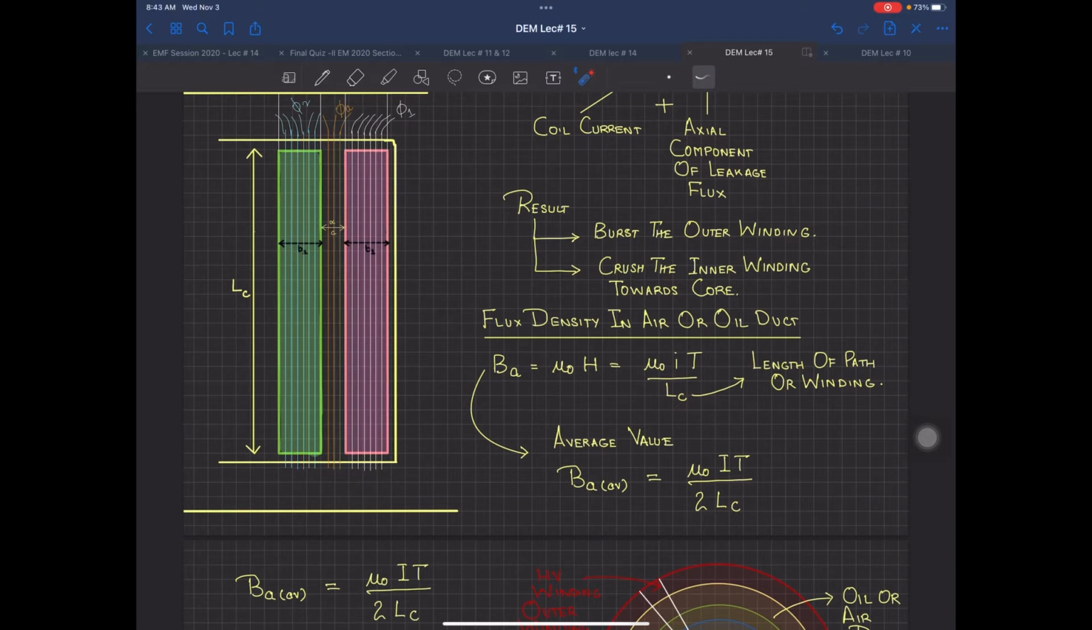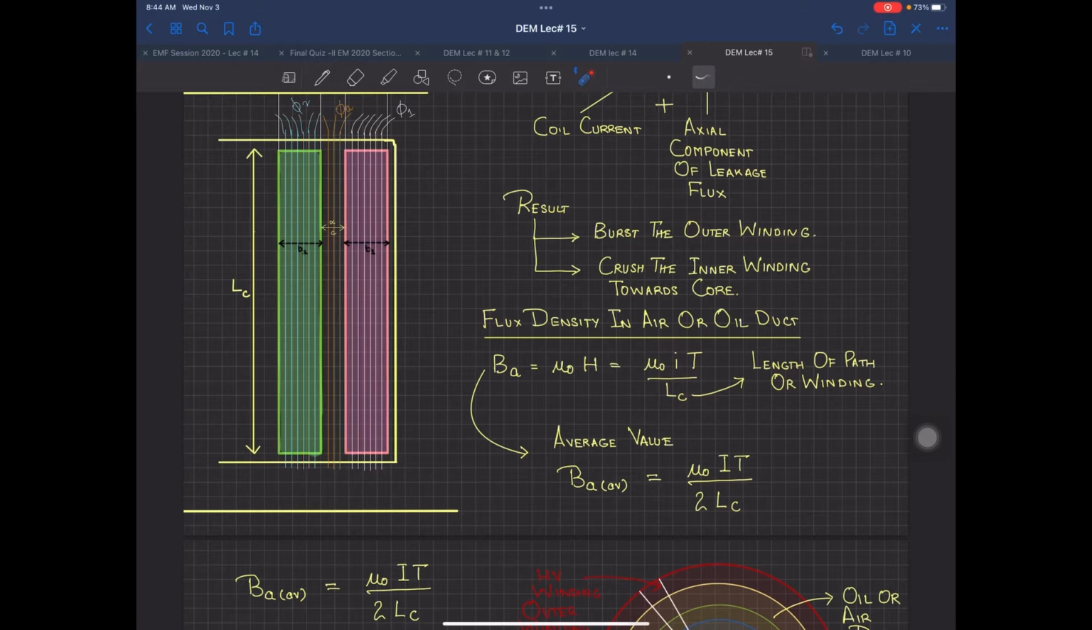Now, what is N over here? The number of turns. What is current I? That is I over here. And in the denominator, I have LC. What is this? Length of the path or the winding, which means this length from this path up till here. So what I have now is BA equal to mu naught NI divided by LC.